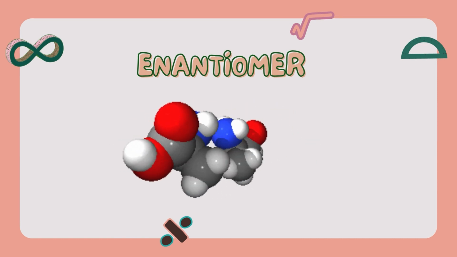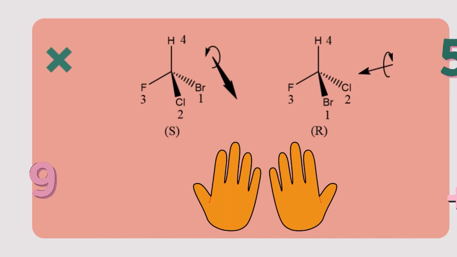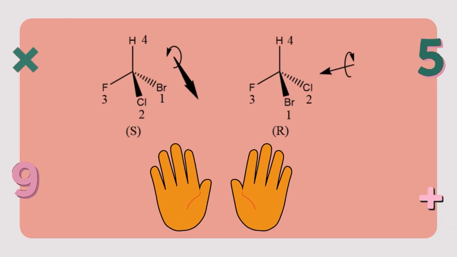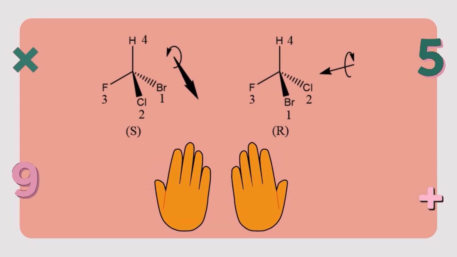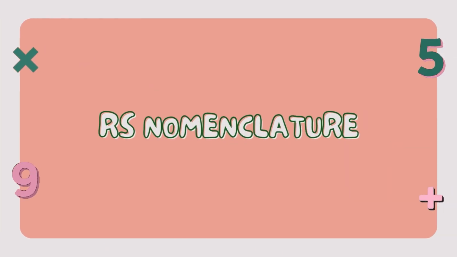When a molecule's mirror image cannot be superimposed onto itself in a mirror, it is said to possess chirality. When a left-handed glove cannot be worn on the right hand, and vice versa, due to their mirror image symmetry but inability to overlap, and similar characteristics observed in certain compounds, the term chirality was coined. It originated from the ancient Greek word chir, meaning hand. When classifying such chiral substances, the nomenclature based on the atomic numbers of substituents is called the RS nomenclature.